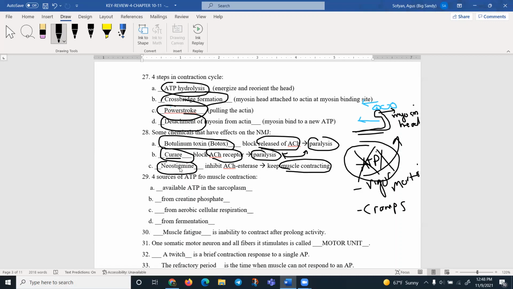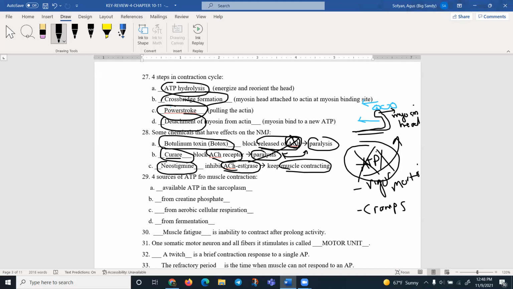Because this neostigmine will inhibit the acetylcholine esterase. The function of acetylcholine esterase is to break down the acetylcholine. So when we perform contraction, we need acetylcholine. But we also need relaxation, right? In order to perform relaxation, the acetylcholine esterase will break down the acetylcholine, therefore the muscle will relax.